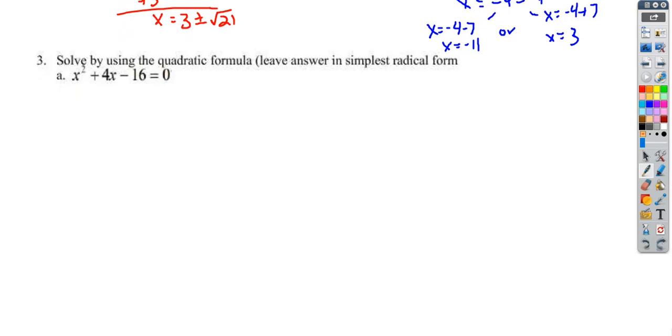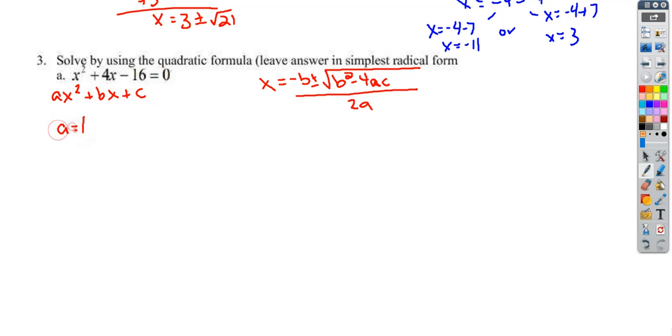Okay, quadratic formula. So remember the quadratic formula, the formula you're going to have on the test, is x equals negative b plus or minus the square root of b squared minus 4ac, all over 2a. So remember it's ax squared in standard form plus bx plus c. So I know a is equal to 1, b is equal to 4, and c is equal to negative 16.